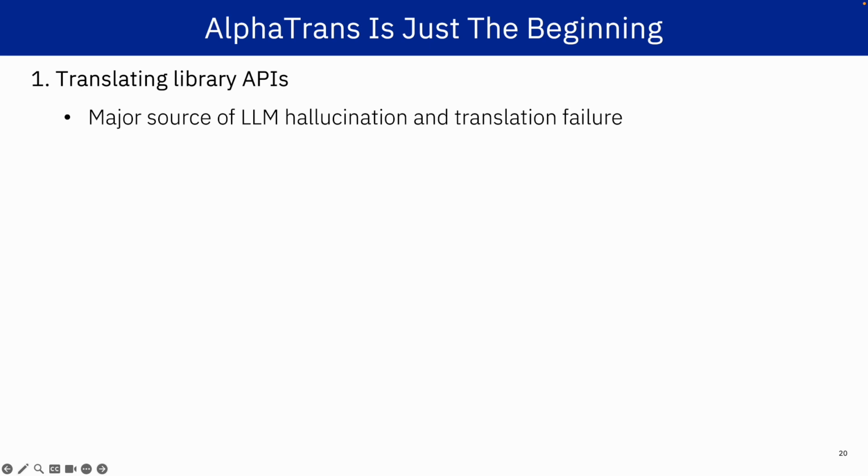The first one is translating library APIs. This is a big problem right now, specifically for open source LLMs, where they hallucinate and cannot translate the APIs from one language to another.